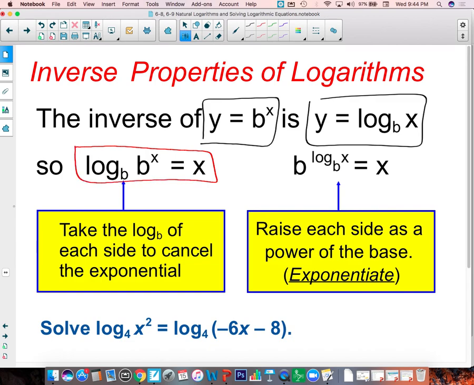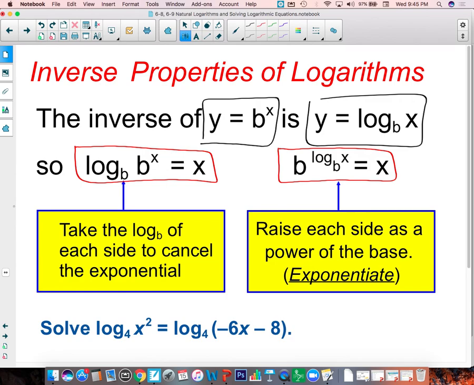And then this one also. So log base b of b to the x just equals x. And then b to the power of log base b of x equals just an x. All right, so this is the way that we can solve these exponential equations.